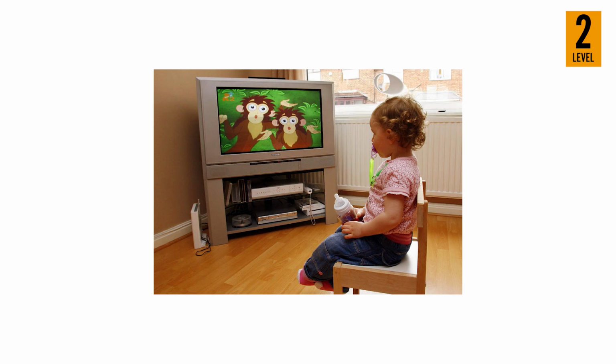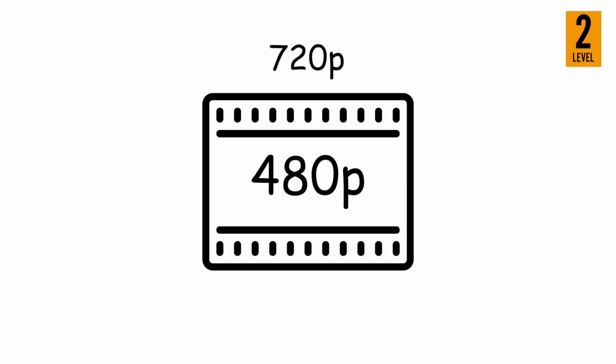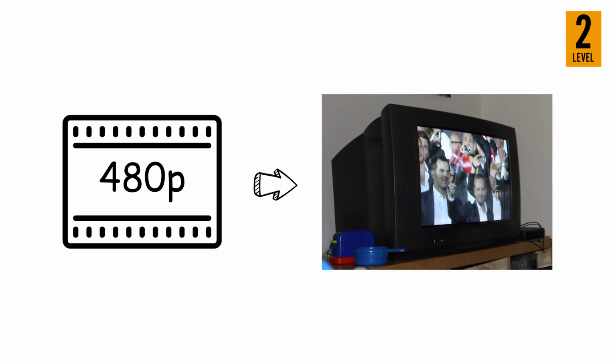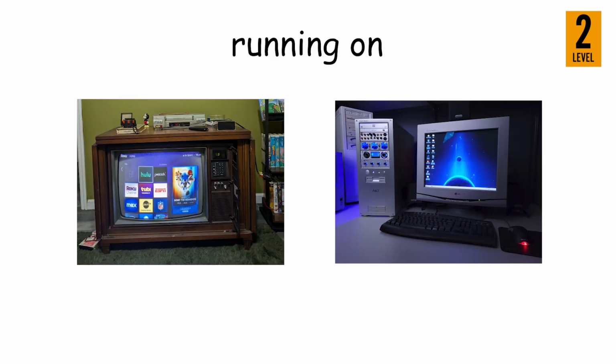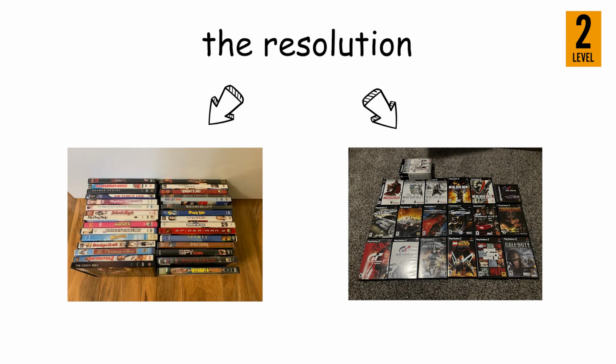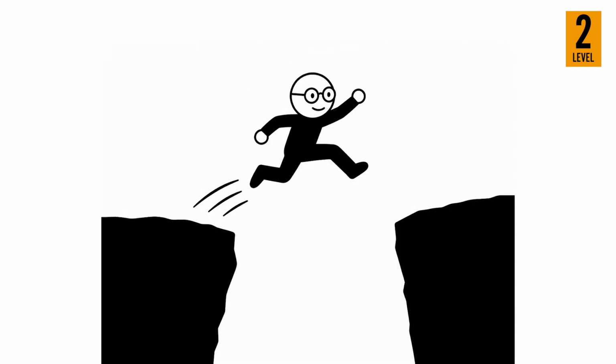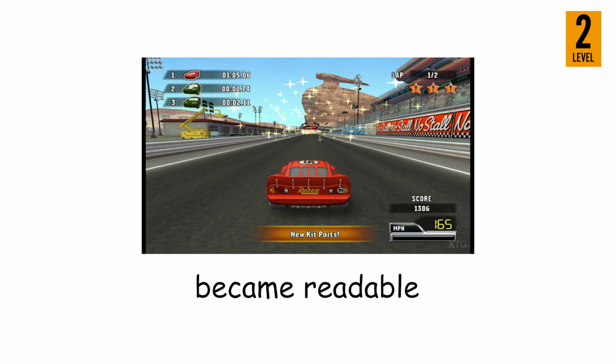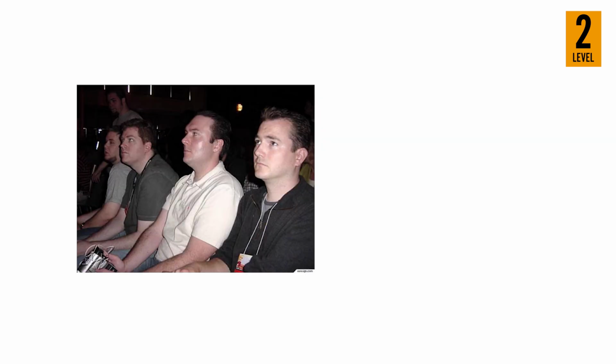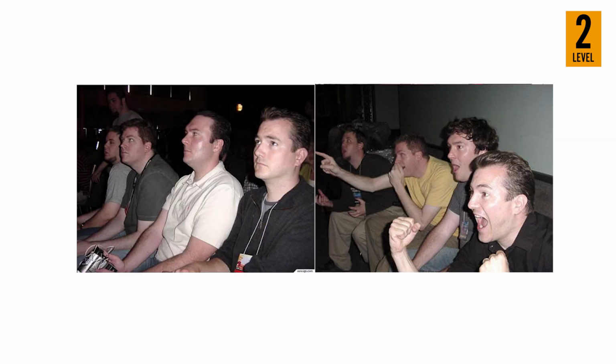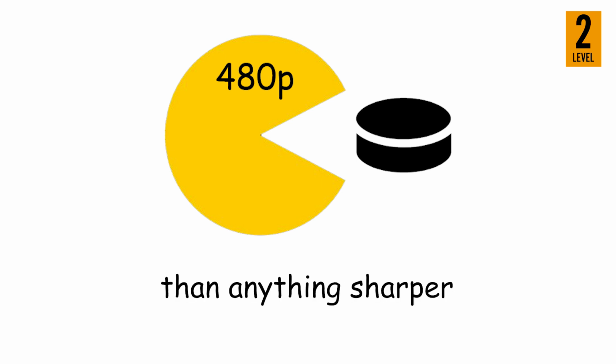480p. This is the one your childhood actually looked like. Standard definition, 720 by 480 pixels, was the default for basically everyone in the mid-2000s, running on chunky CRT TVs and budget laptop screens. It was the resolution of DVD movies and a huge slice of the PlayStation 2 library, and for the time it was a real leap. Small text finally became readable instead of a smear. People didn't just tolerate it, they liked it, because it ate far less storage than anything sharper.